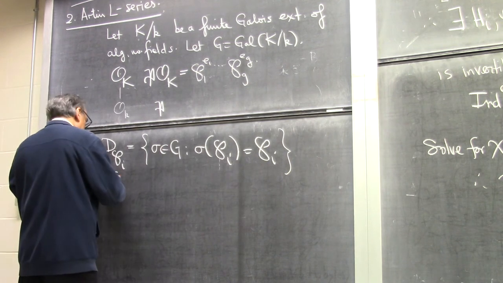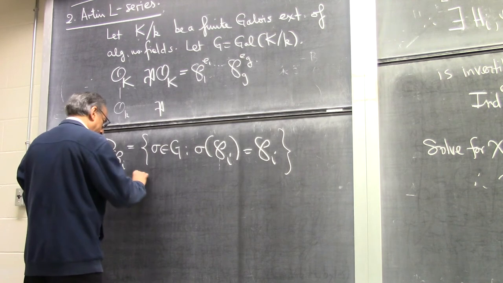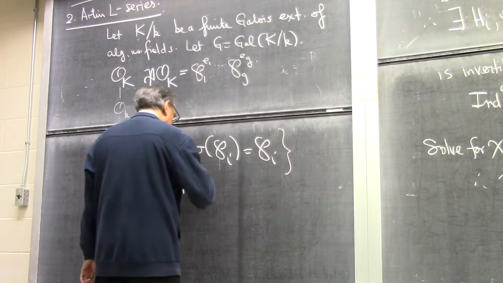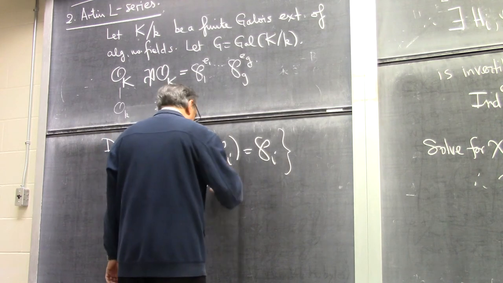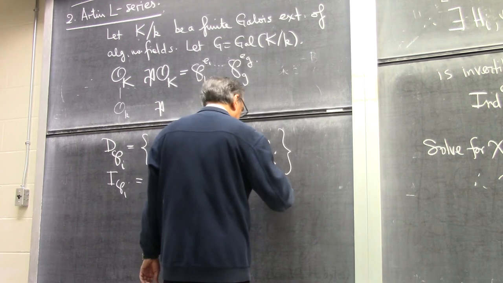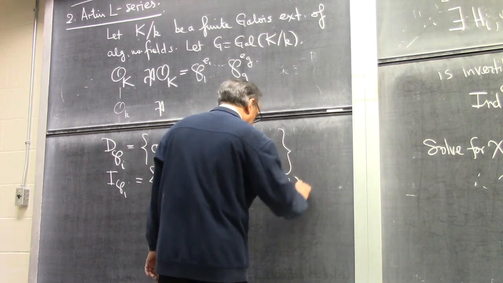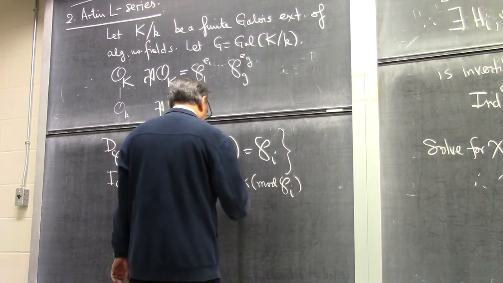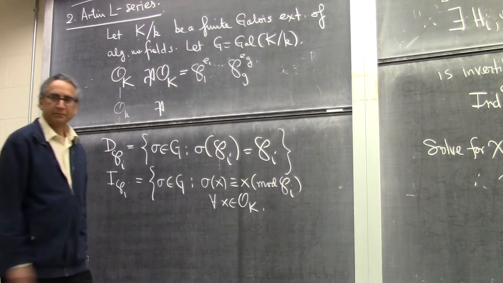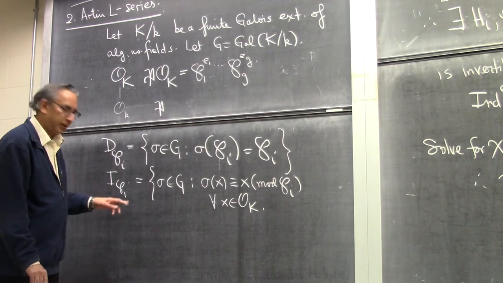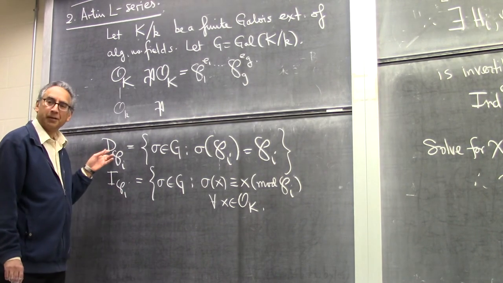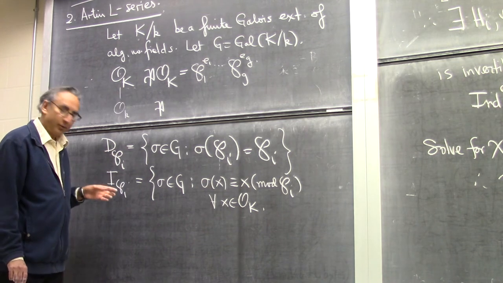Then there's what's called the inertia group. It is the collection of automorphisms such that sigma of x is congruent to x modulo the prime for all x in the ring of integers of the top field. Okay. A moment's reflection shows that the inertia group is a subgroup of the decomposition group. Also, it's a normal subgroup.